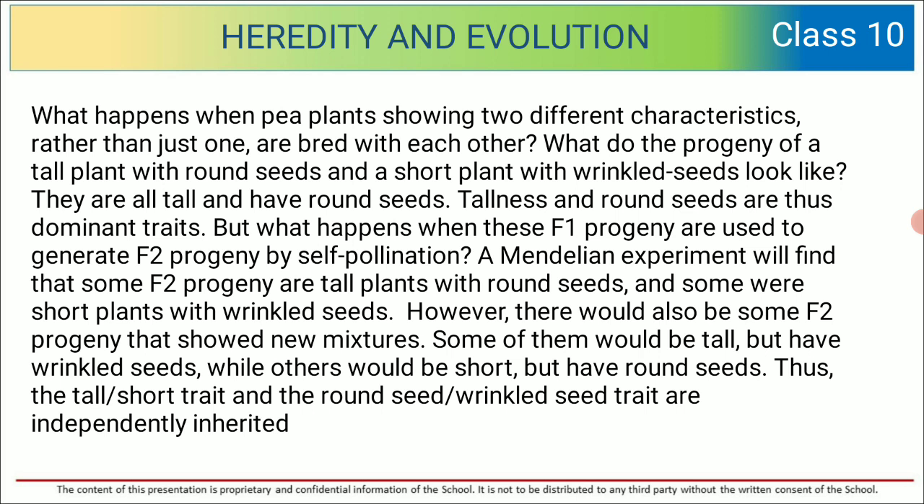Now next, what happens when pea plants showing two different characteristics rather than just one are bred with each other? What do the progeny of a tall plant with round seeds and a short plant with wrinkled seeds look like? They are all tall and have round seeds. Tallness and round seeds are the dominant traits.